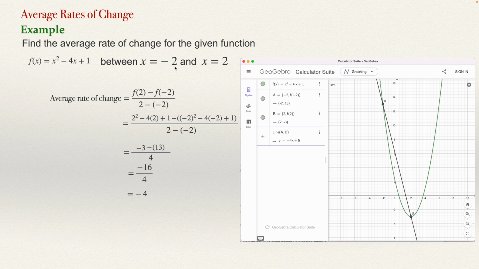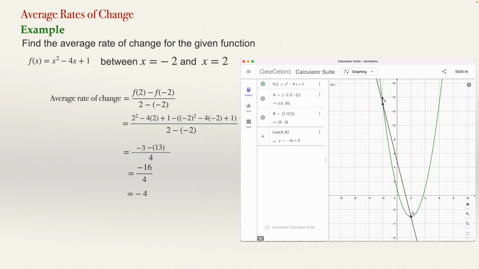So when the value of x equals negative 2, it will be negative 2, f of negative 2, and this is negative 2, 13. So it's actually this point here in the graph. Then B equals f of 2. So I just define two points, A and B, and the line that passes through these two points, I can see if I type line AB. If I do that, I see that the line is y equals negative 4x plus 5, this line here.